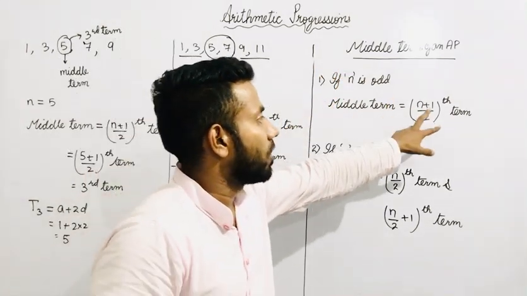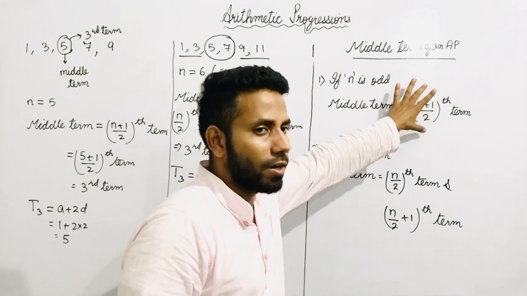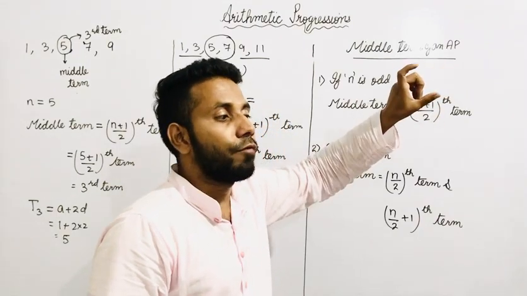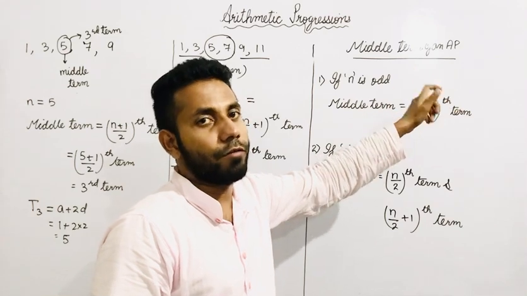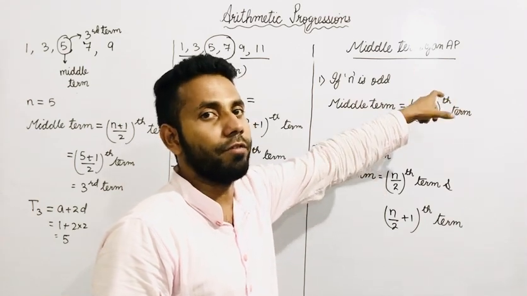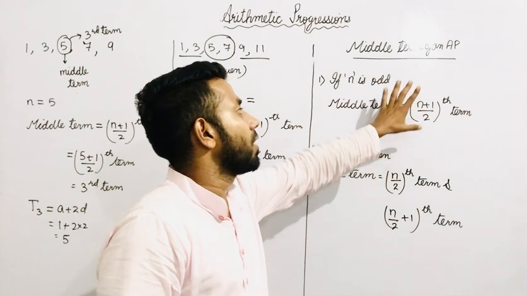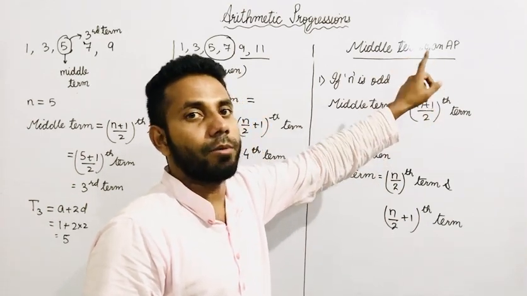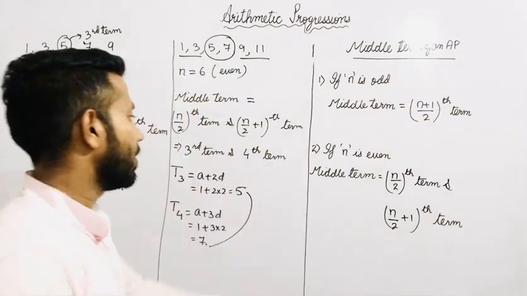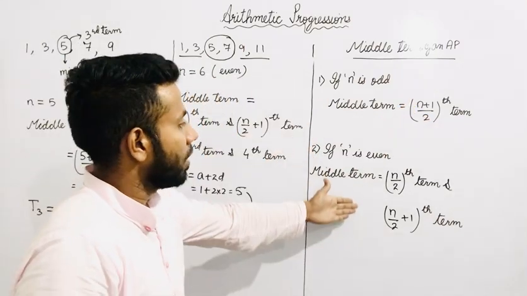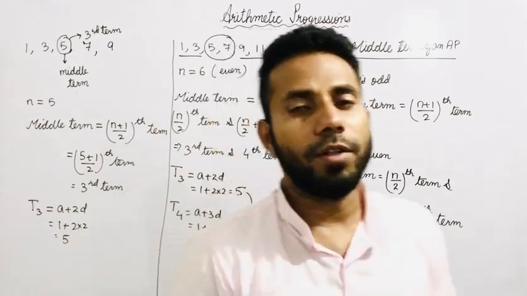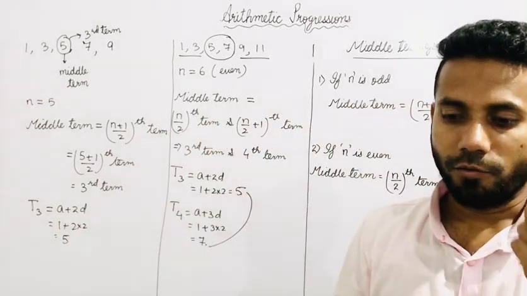(n plus 1) by 2th term. Listen, if the middle term comes as the fifth term, then that fifth term is the middle term, not 5. If it comes as the sixth term, then that sixth term is the middle term, not 6. Likewise, if n is even, you will go by the other process, and when it is even, there are 2 middle terms, and when it is odd, there is only 1 middle term.